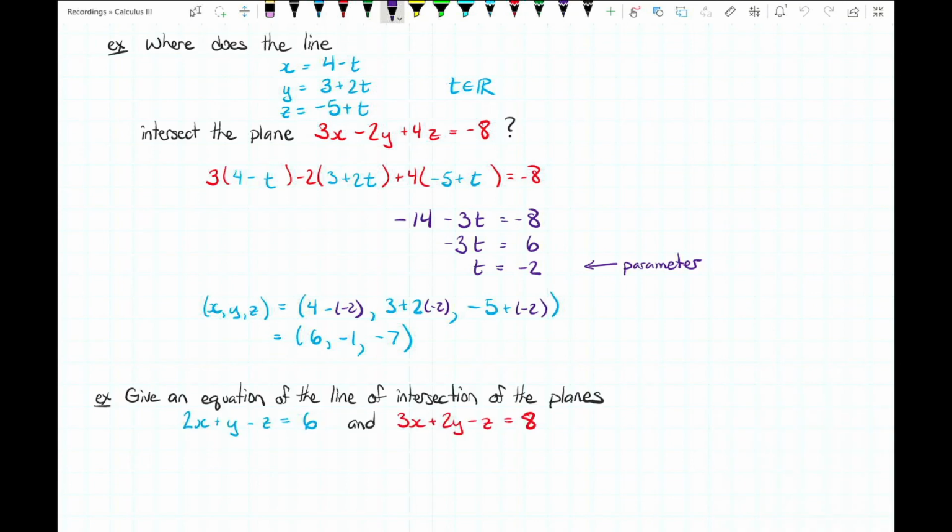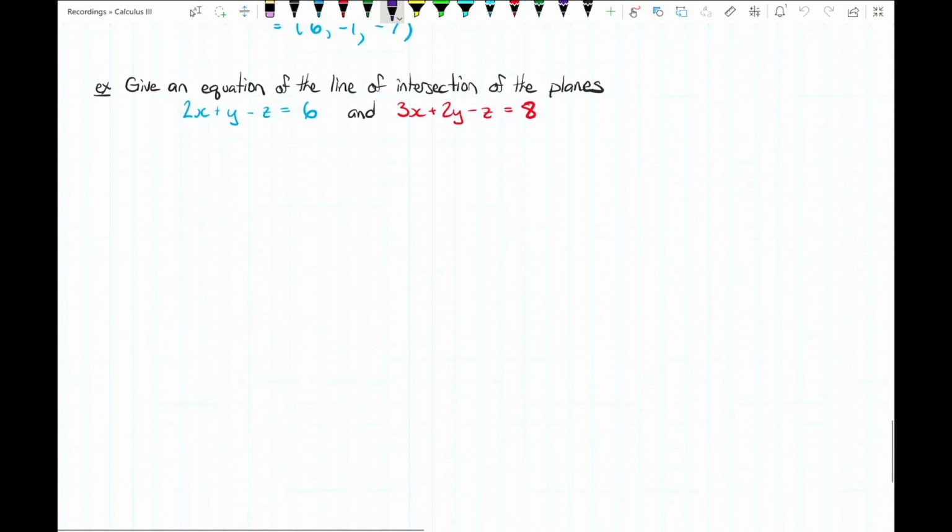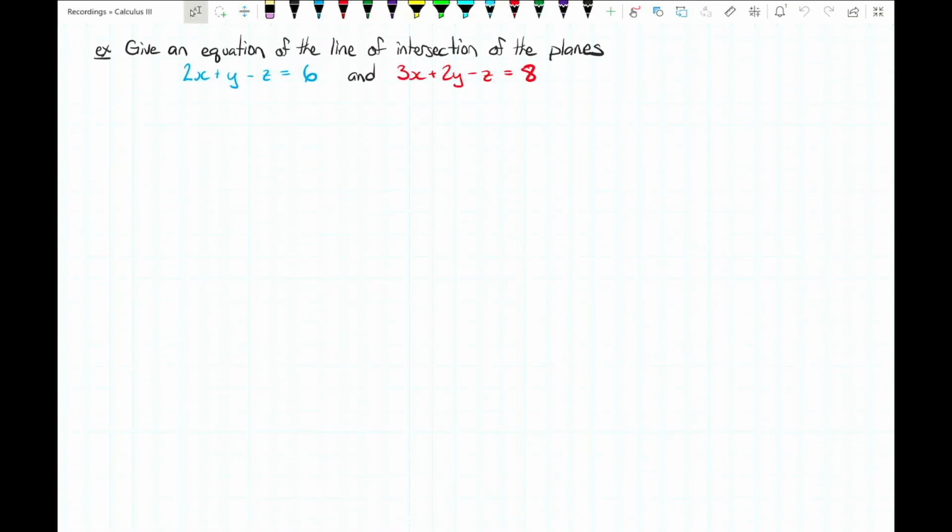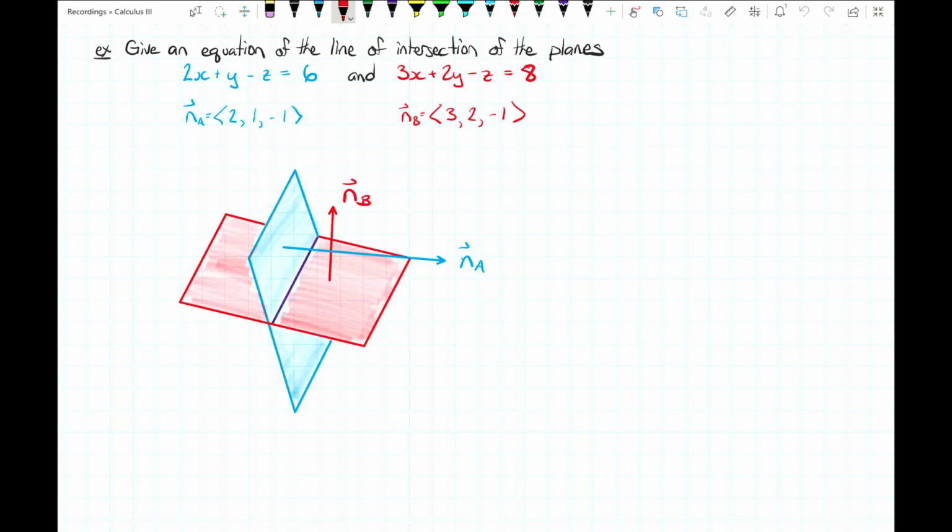Let's suppose we're given the two planes, 2x plus y minus z equals 6, and another plane, 3x plus 2y minus z equals 8. Right away, from the coefficients of this blue plane, 2, 1, and negative 1 for x, y, and z respectively, we can come up with a normal vector for that plane. Why don't we call that nA: 2, 1, negative 1. And similarly, with plane B in red, we know a normal vector for that plane would be 3, 2, and negative 1. What can we possibly use that information for? Well, here's a little sketch of those two planes.